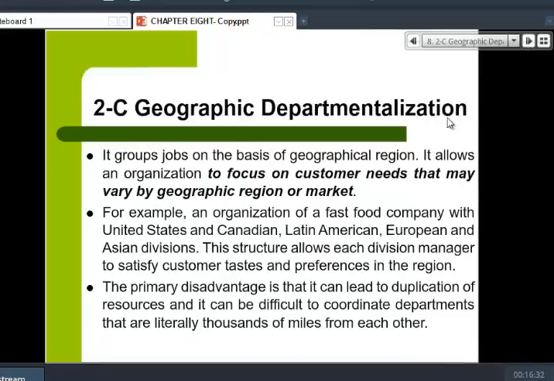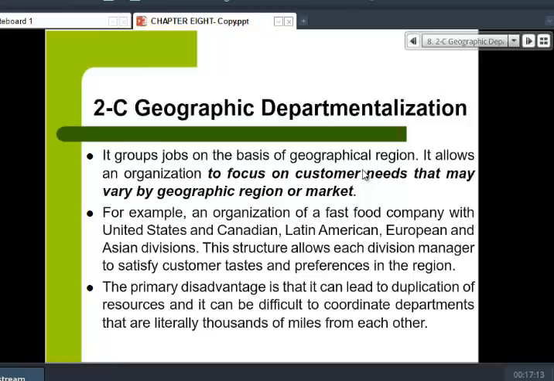The geographical department groups jobs on the basis of geographical region. So it allows the organization to focus on a customer's needs that may vary by a geographic region or market. So here the geographic department means focus on the customer needs related to his geographic area or place. For example, a fast food company with United States and Canada, Latin American, European or Asian divisions. So let's say we have a KFC.